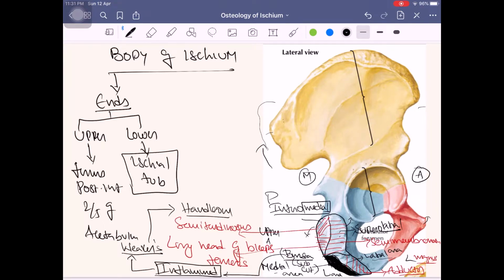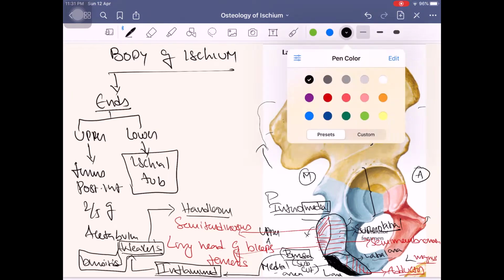So at that time what happens is this bursa, which is separating the skin and the bone, gets inflamed. This is called weaver's bursitis. So weaver's bursitis is the inflammation of this particular subcutaneous bursa. You clear? So this is about the lower end of the body of the ischium. The upper end is the acetabulum, the lower end is the ischial tuberosity. This is very important from your viva point of view.